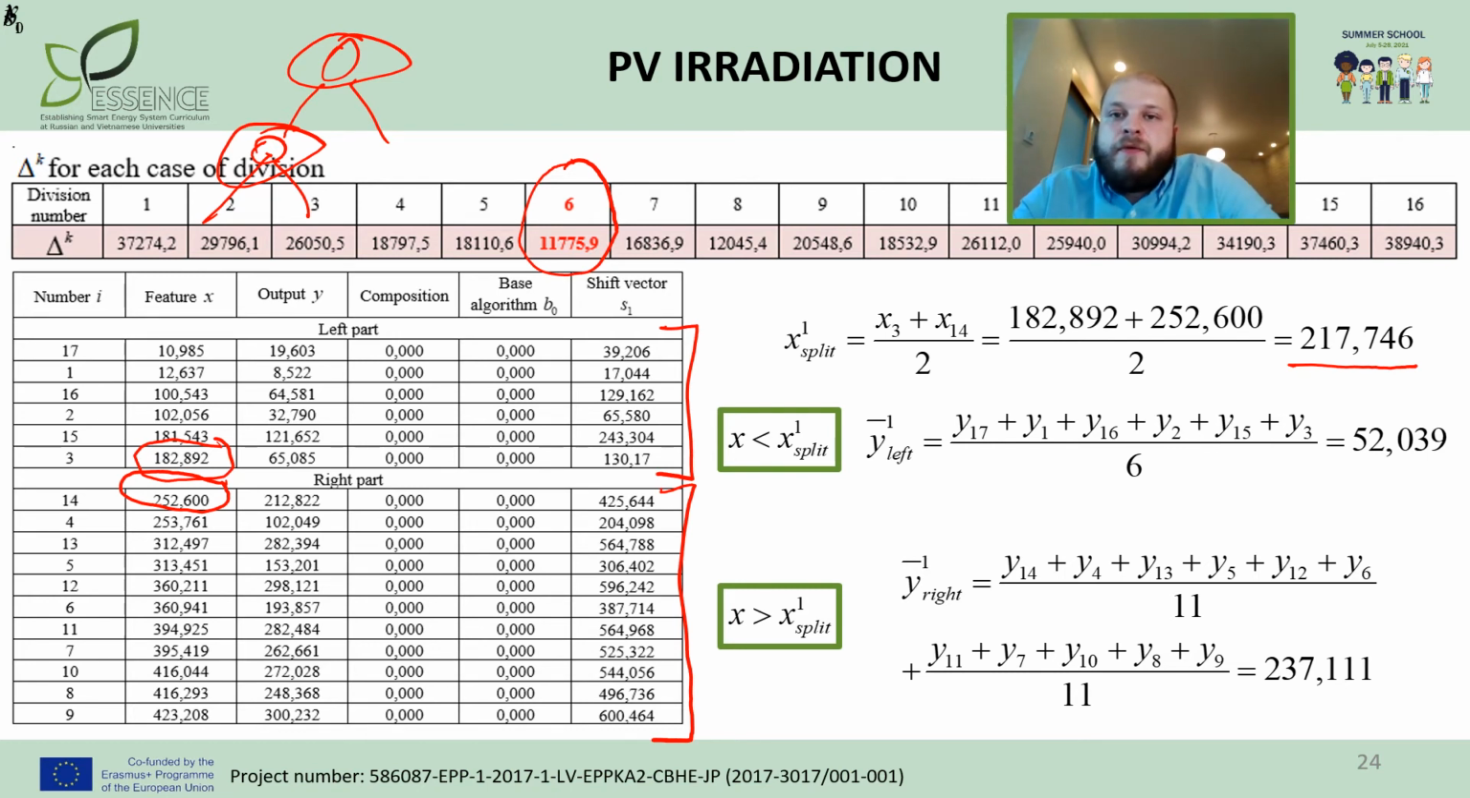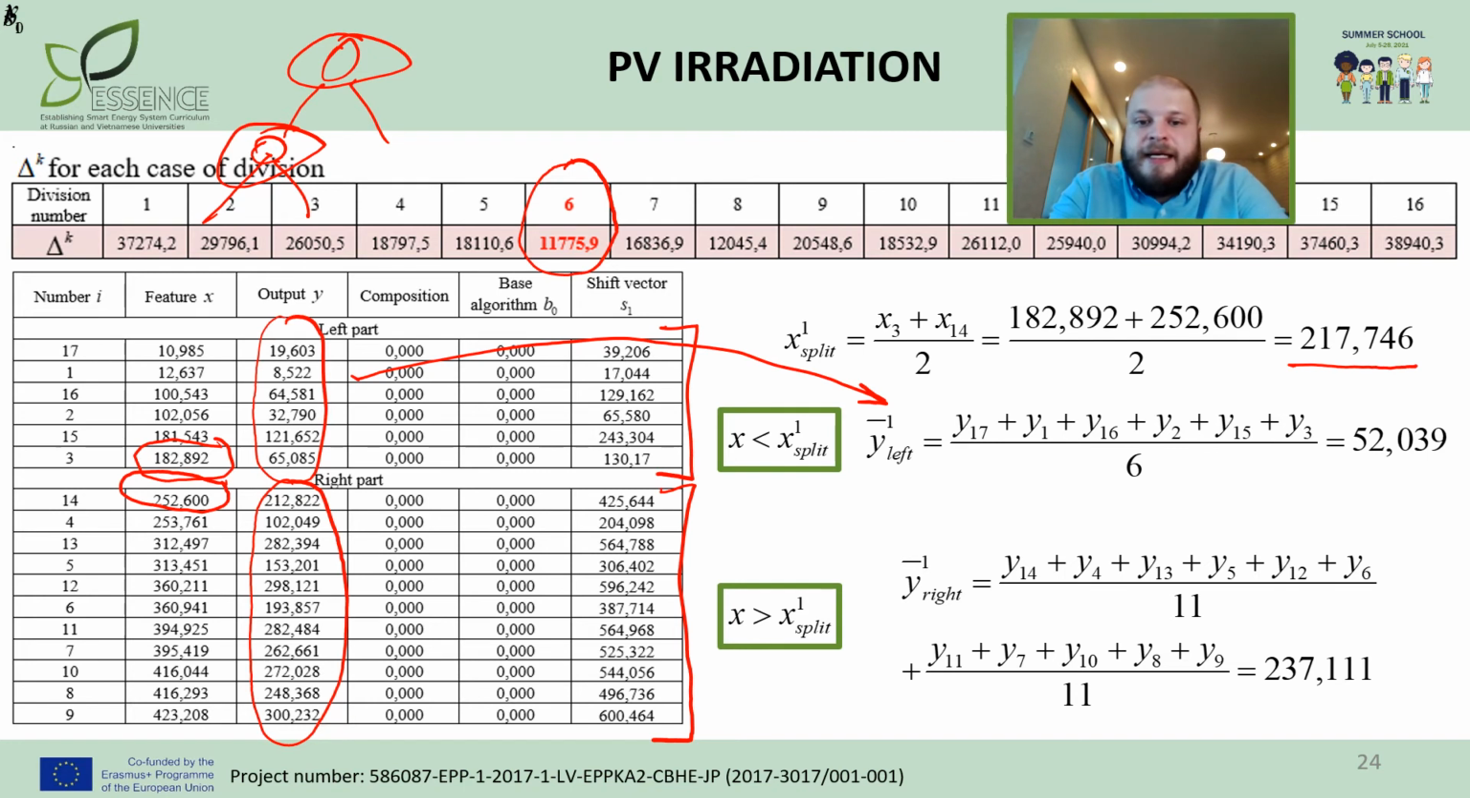Well, for this case, for all the input variables X which are lower than the value of X split, the algorithm will calculate the output as a mean of all outputs of the left part. And the mean of all outputs of the left part is provided here. And actually the same goes for the right part. It means that for all the inputs that are higher than X split, the algorithm will calculate the output as the mean of all outputs on the right side, on the right branch of the decision tree. And the calculation result is here.